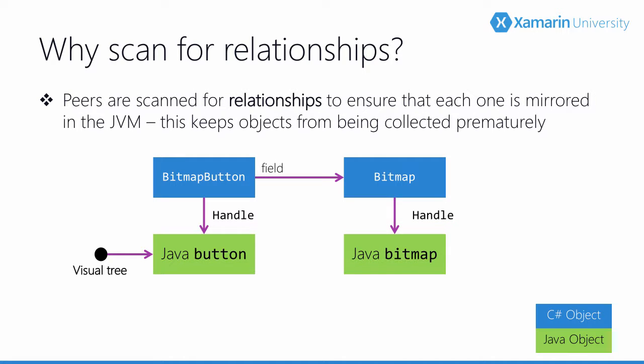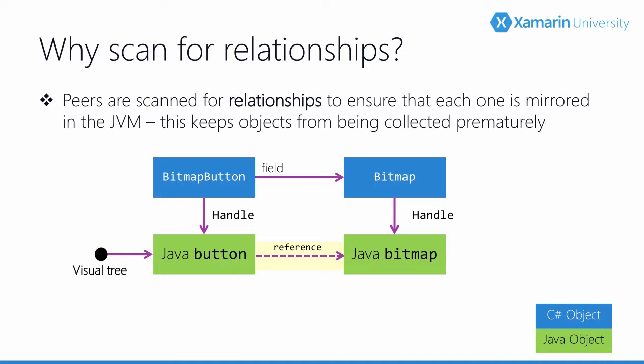And so we scan for relationships to ensure that each one is mirrored on both sides. And so when we actually set up this bitmap button to bitmap relationship, when the GC runs as part of that relationship walk, the system will inject, using some Java interop code, a native reference between the Java button and the Java bitmap. And so it'll essentially mirror the managed relationship, but it'll do it on the Java side.